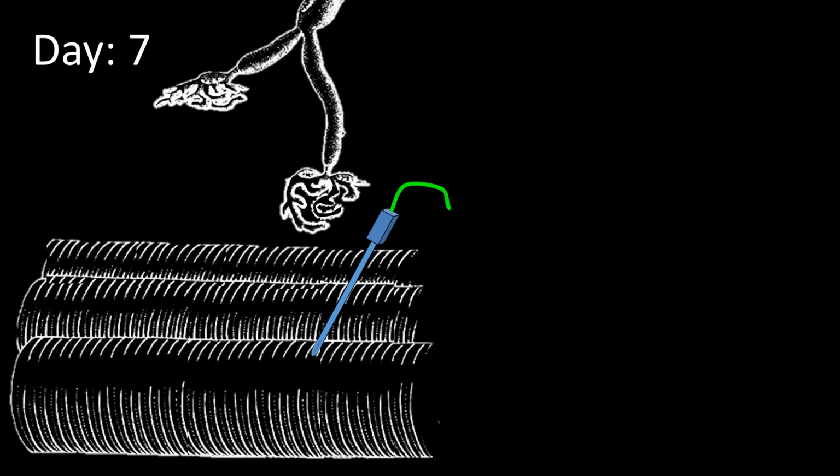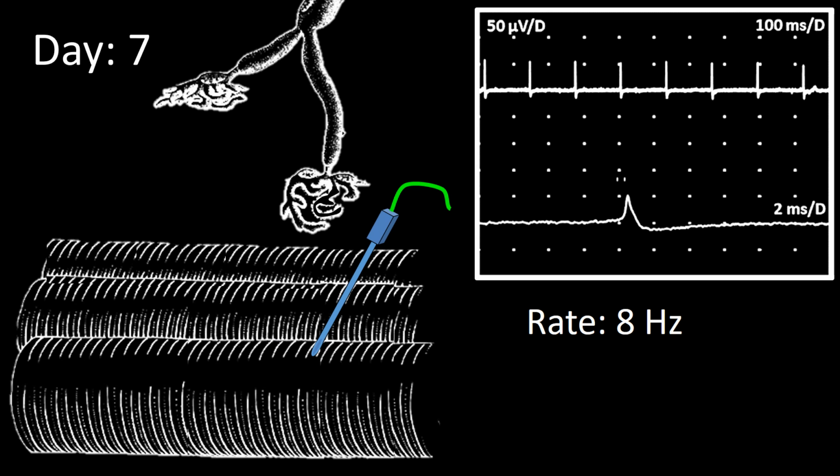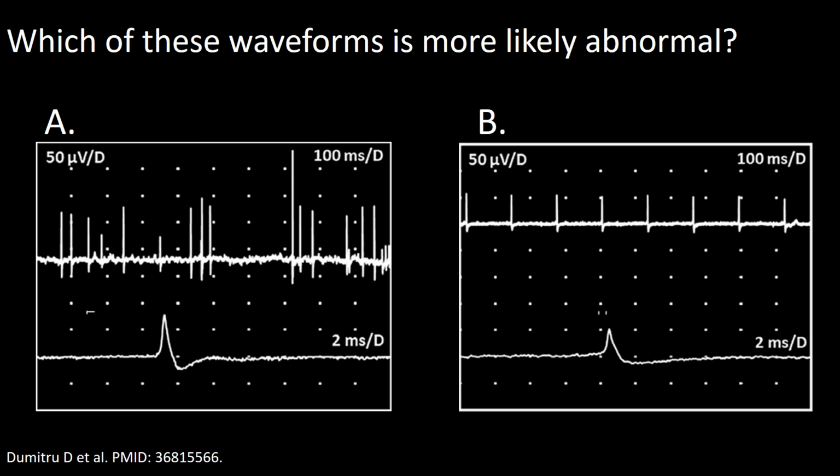An EMG done in the end plate region as well as in any other region of the muscle fiber will show discharges with a slow rate of 8 Hz and a regular rhythm. These are fibrillations. These fibrillations are generated by the opening of non-wild-type voltage-gated sodium channels governed by the non-wild-type voltage-gated potassium channels acting as pacemakers. So the answer to this question is B.